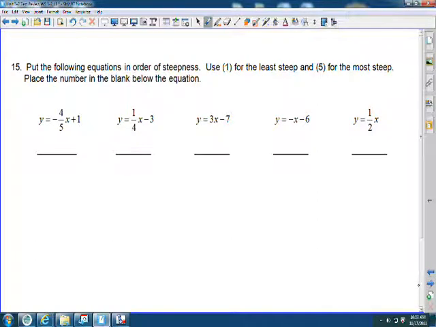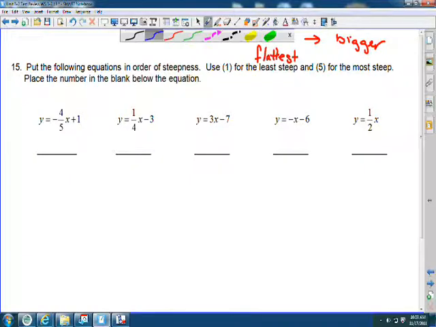All right, here's the next one. Put it in order of the steepness. Remember, the least steep means the flattest. And to be the flattest, that means it's the closest to 0. And to be the most steep, you get to the bigger number. Well, what I would tell people is that a lot of times with these fractions, it's easier for the slopes. Well, first off, let's identify those.